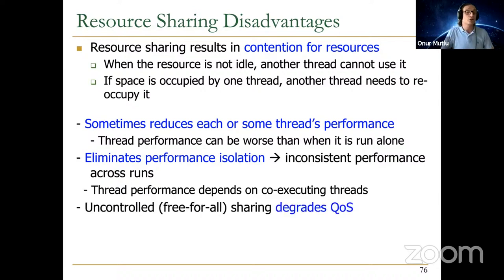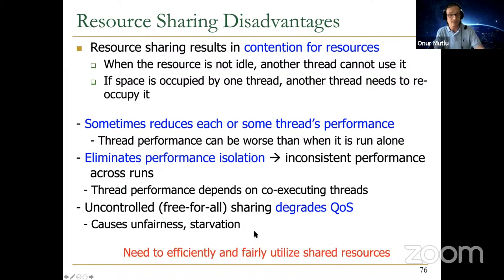And if you don't control the resource sharing, as we have seen in memory performance attacks, for example, this degrades quality of service, it degrades predictability in the system, and basically you have an unpredictable and potentially vulnerable system to denial of service attacks as well, because you cause unfairness and starvation to some threads. So basically, resource sharing is good for throughput, but you need to be careful about not causing these disadvantages as well. You need to efficiently and fairly utilize the shared resources in a system so that you don't run into these bad disadvantages that we have discussed earlier in memory performance attacks as well.